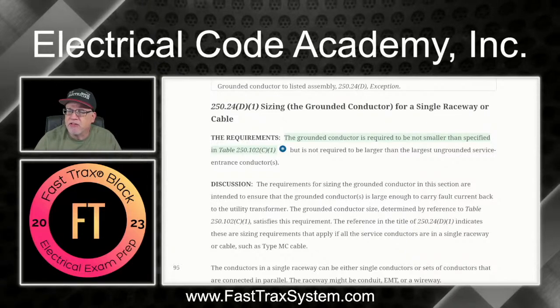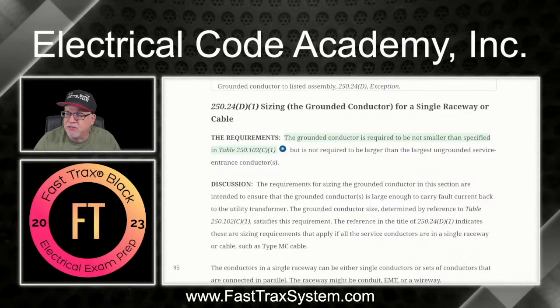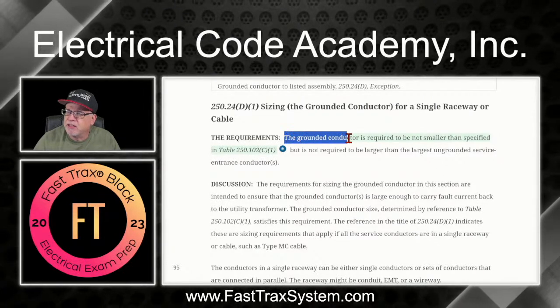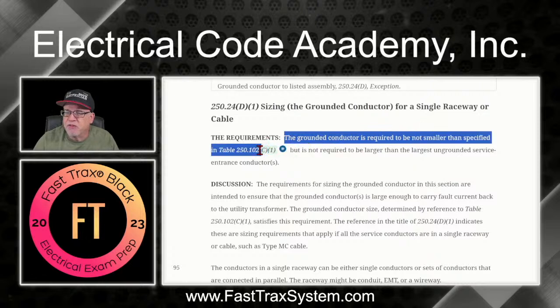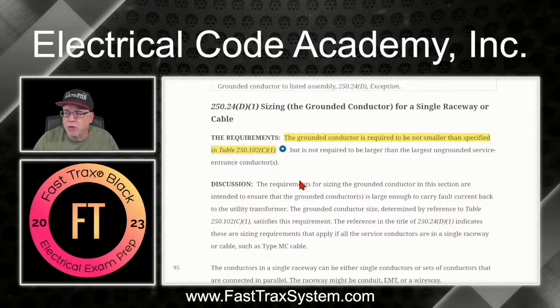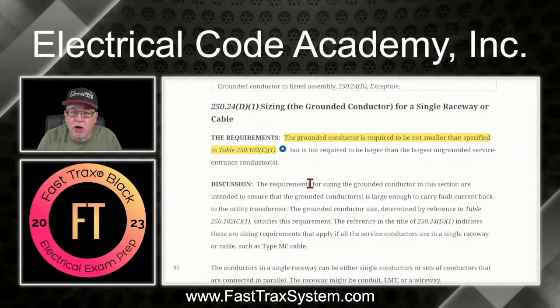Okay, so let's look at the sizing rules here. This is 250.24(D)(1). It says the grounded conductor is required to be not smaller than specified in Table 250.102(C)(1). So that's pretty straightforward, right? It can't be smaller.